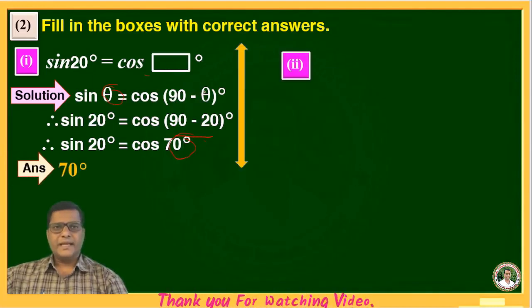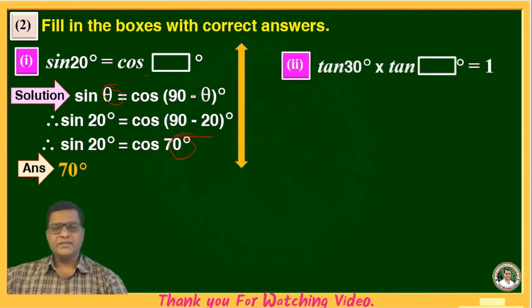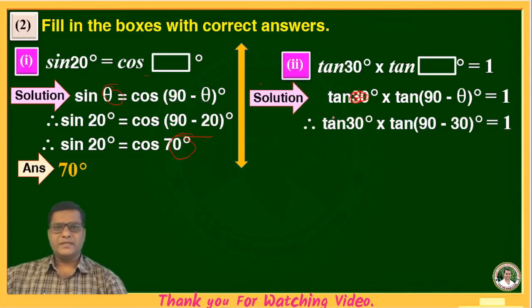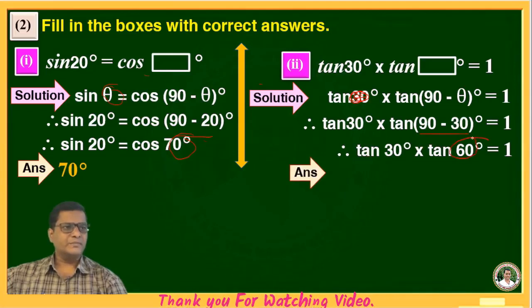In the second, tan 30 into tan blank degree is equal to 1. Again here use tan theta is equal to cot 90 minus theta. Here instead of theta, write 30 degree. Therefore tan 30 degree into tan 90 minus 30 is equal to 1. 90 minus 30 is 60. Therefore tan 30 into tan 60 degree is equal to 1. Therefore the answer is 60 degree. Means in this box you can write 60 degree.